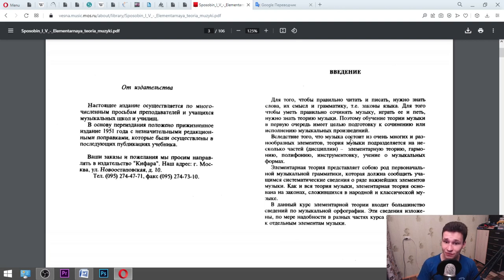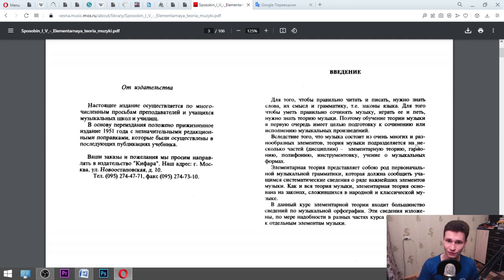Therefore, we can translate it even not "therefore" but "because of." Вследствие того. Вследствие того means "therefore," and sometimes it means kind of "because." Because of that, music contains many parts and many different elements.